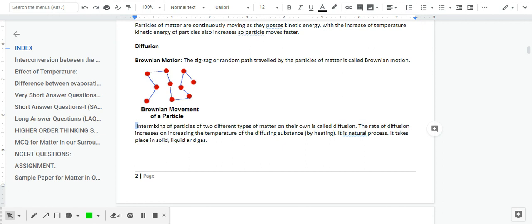What does it mean? Intermixing. You know this word intermixing means आपस में mix होना, right? When the particles of two different types of matter get intermixed on their own, it is called diffusion.